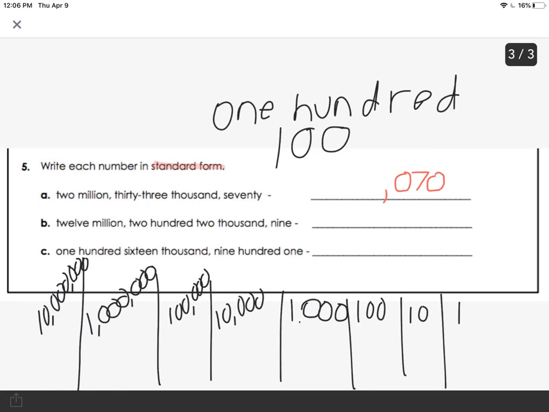So just make sure you're turning all of these numbers from word form into standard form, so they will look like numbers. All right, let me know if you have any questions, any comments, and I can't wait to see your work.